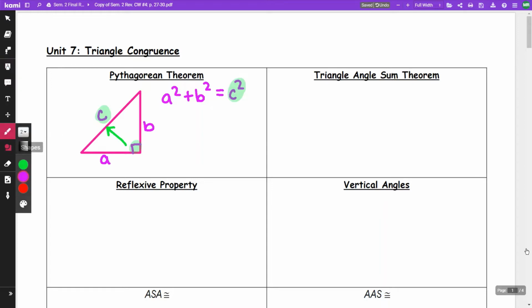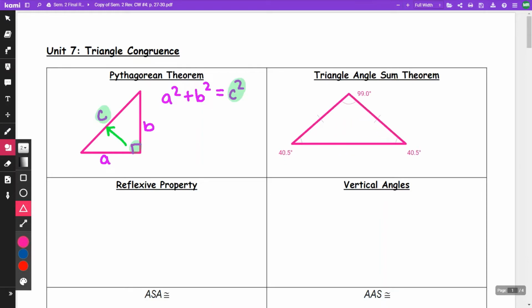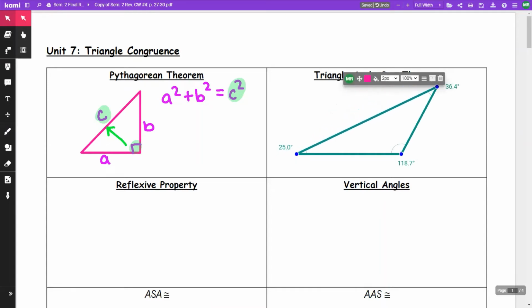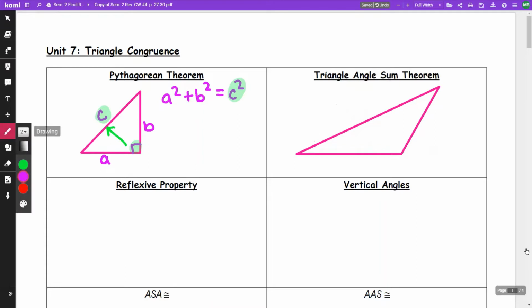Now, if I'm talking about the triangle angle sum, let me just draw a triangle here. It doesn't have to be any particular triangle. Okay, so if this is, let's say, angle A, and this is angle B, and this is angle C, the measure of angle A plus the measure of angle B plus the measure of angle C is always going to be 180 degrees. That is the triangle angle sum theorem.